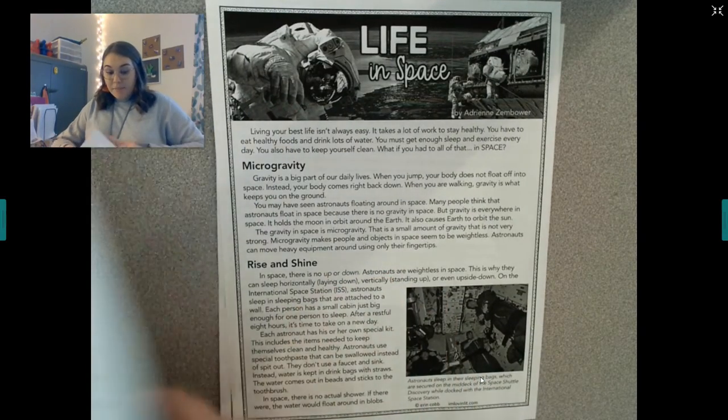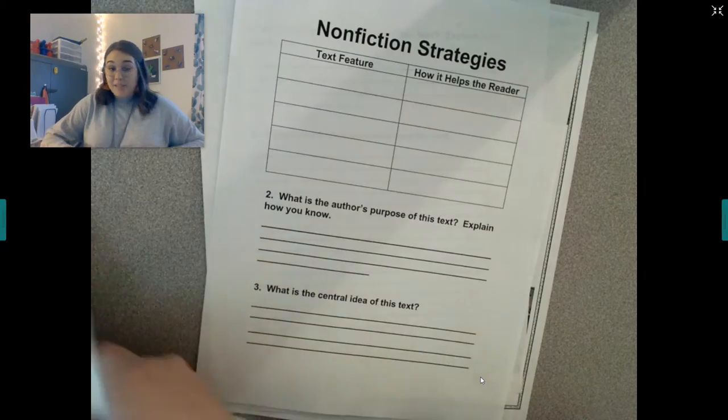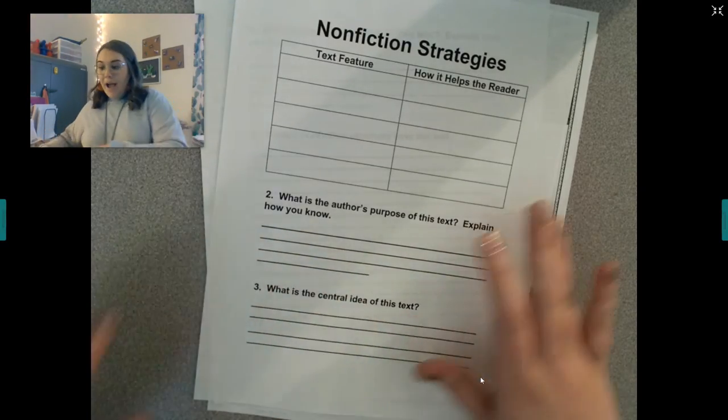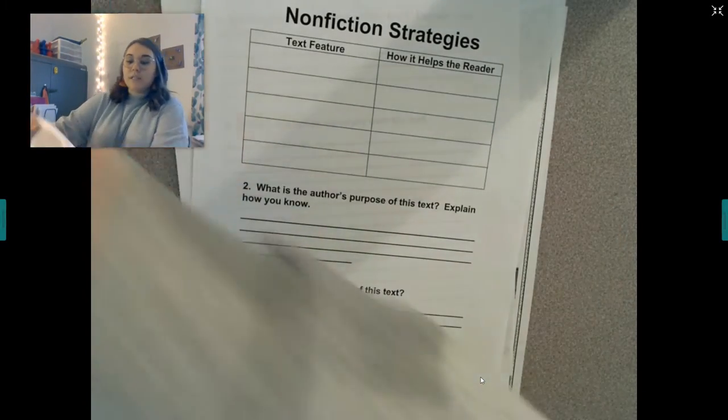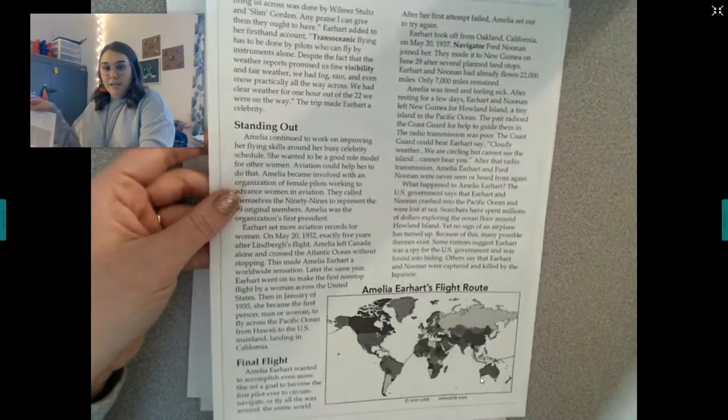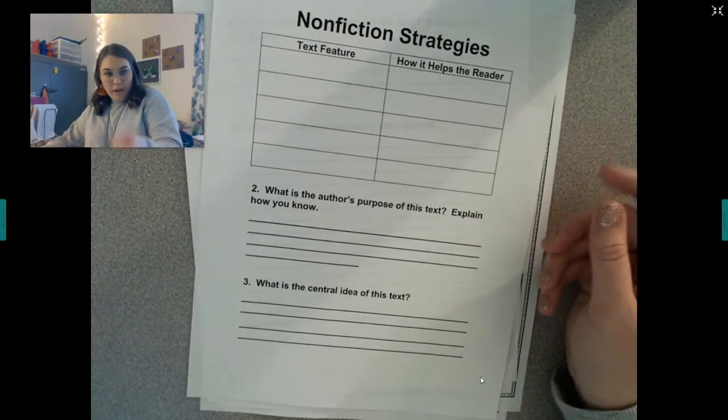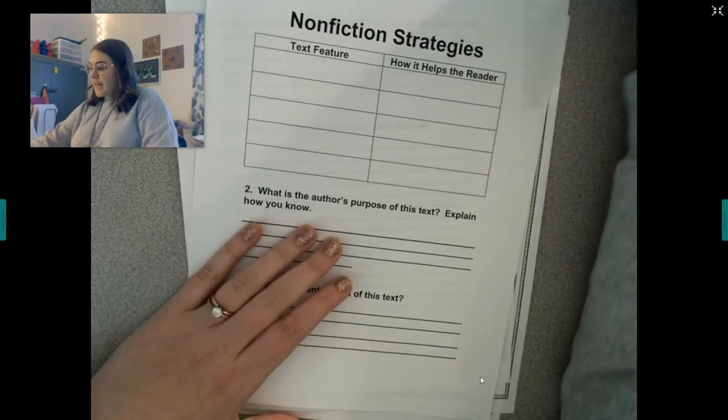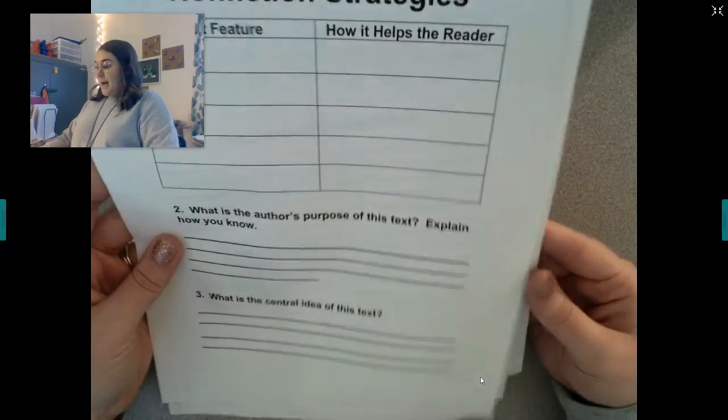And guys, the assignment looks exactly the same. It's the same exact paper, but you do have a different article. Your article is going to be over Amelia Earhart, and it is 2 pages long rather than just 1. Okay, so let's go ahead and start with mine.